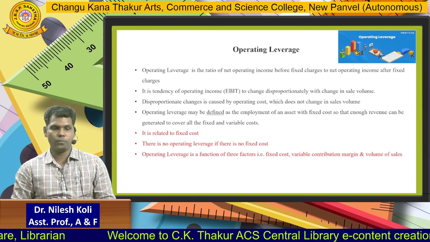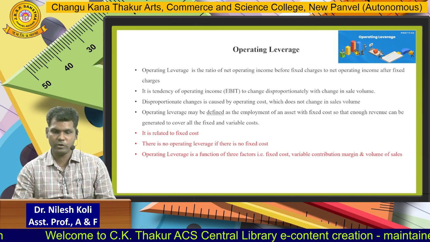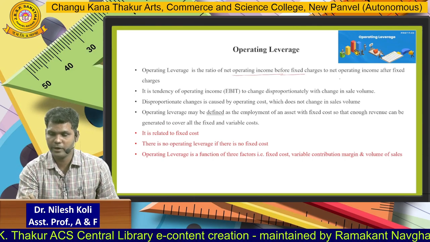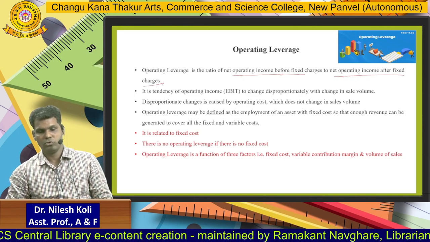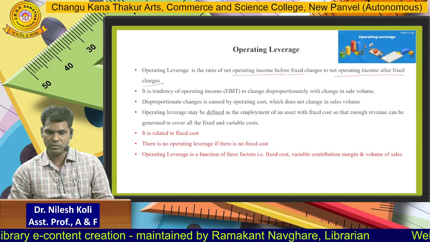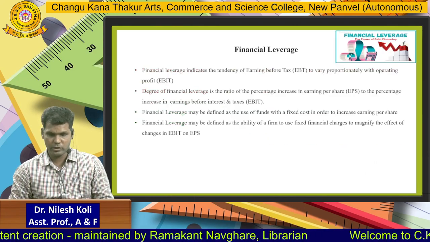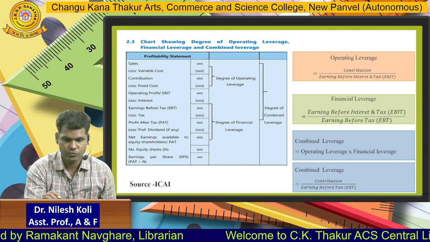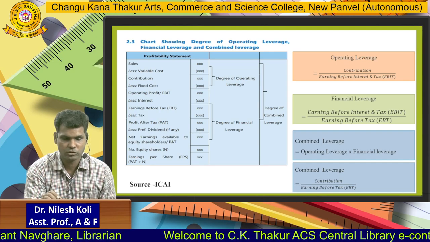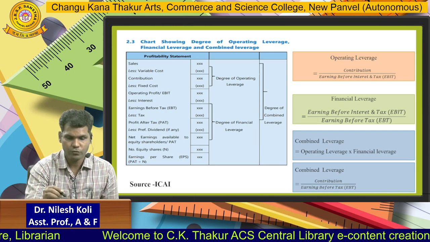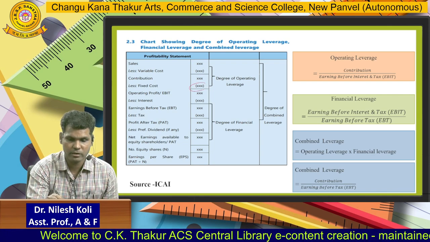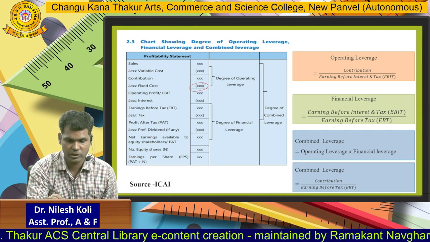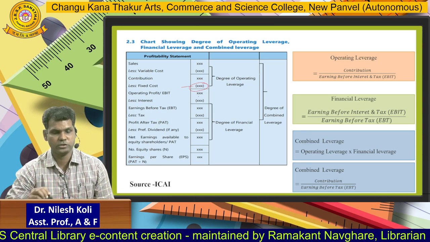Now we'll discuss operating leverage. Operating leverage is a ratio of net operating income before fixed charges, that is fixed expenses or fixed cost, to net operating income after fixed charges. So these two things are important. I'll show you the income statement, then you will understand. In this income statement the sales is there, less variable cost, then contribution, less fixed cost, then EBIT. So before fixed cost the contribution is there, and after fixed cost the EBIT is there. So these two things are important.